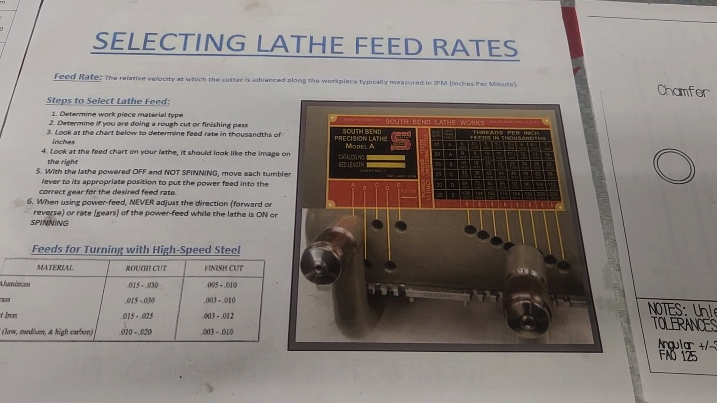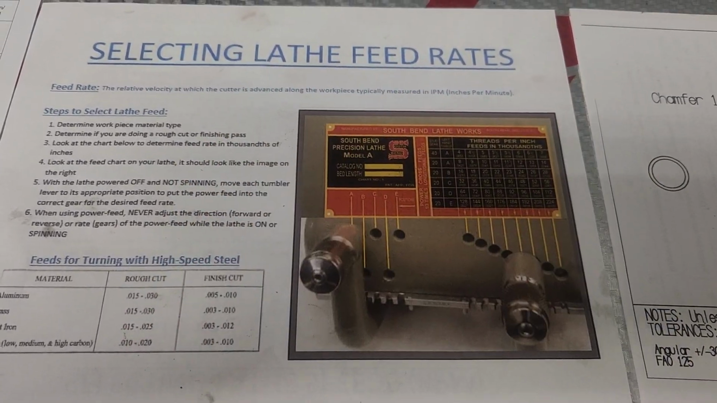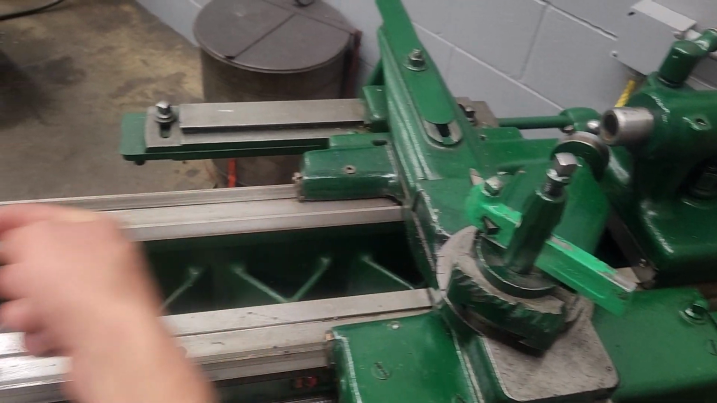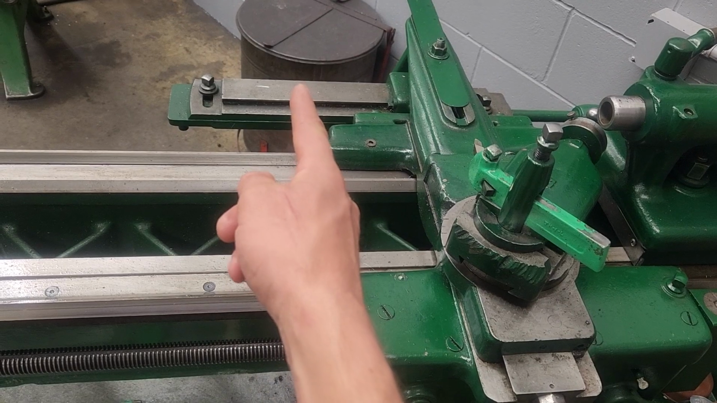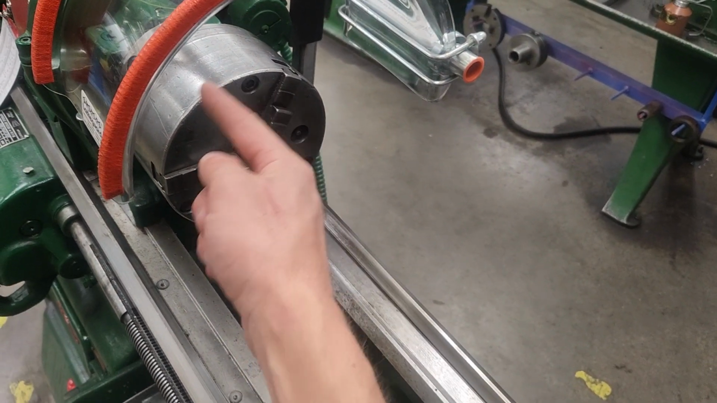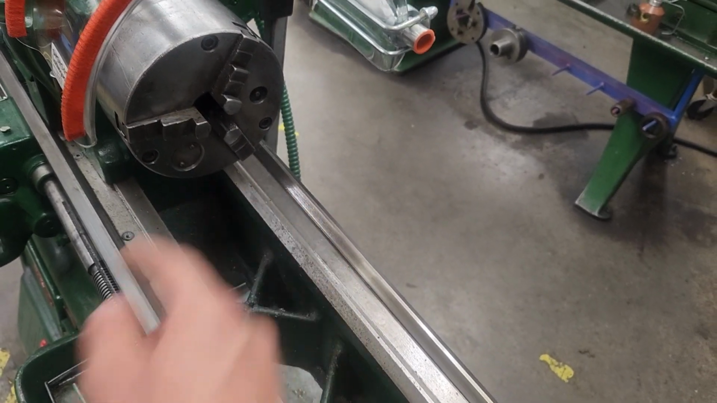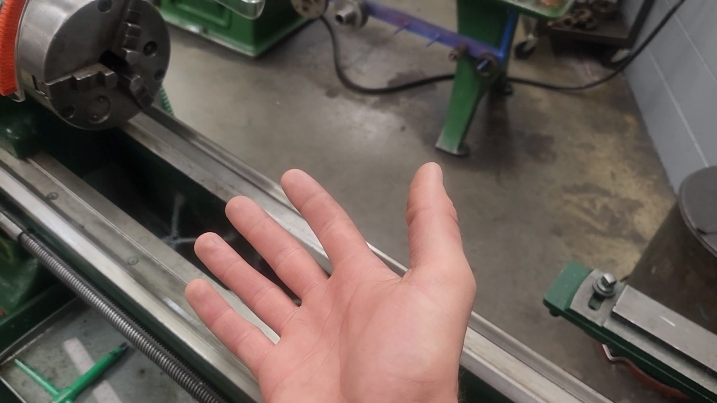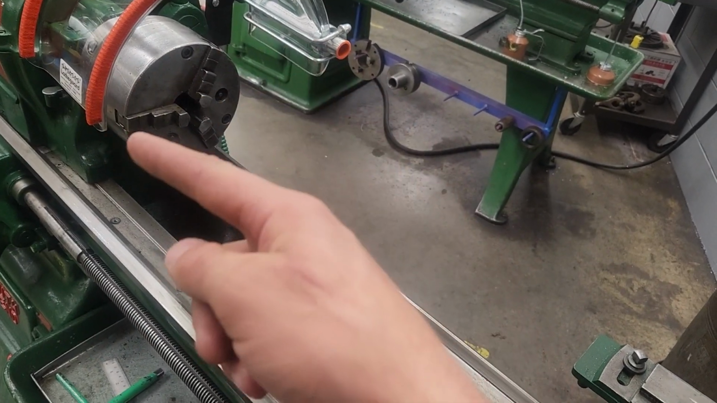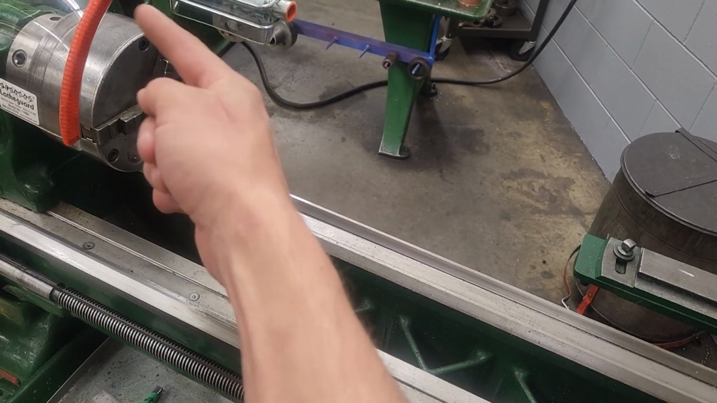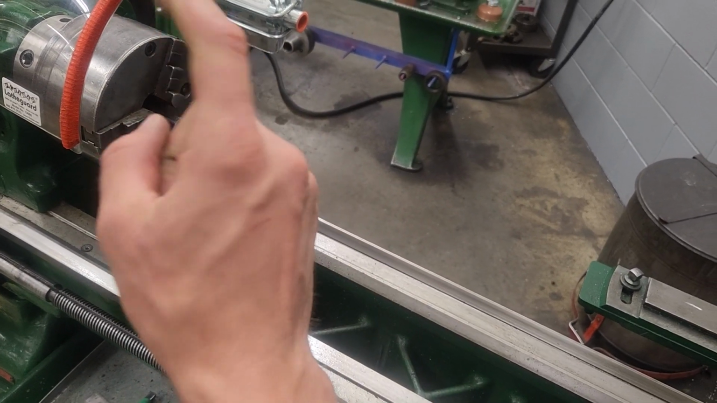Okay, so first off we're going to talk about what a feed rate is. All a feed rate is, is how much your tool is moving, like this way or this way, the distance your tool moves every time your part makes one rotation. Feed rate is typically measured in thousandths of inches per revolution. So that's what a feed rate is: how much your tool moves every time the part rotates once.